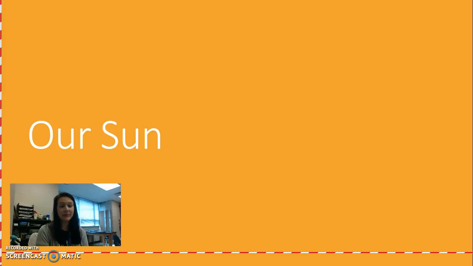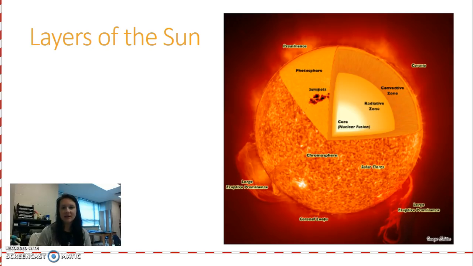Guys, so today we're going to talk about our sun. In particular, we're going to talk about the layers of the sun. As you can see here, there are several layers, just like we learned about layers of the earth or layers of the atmosphere. Our sun, because it's the only one in our solar system, we know the most about it, so we actually have different layers to learn.